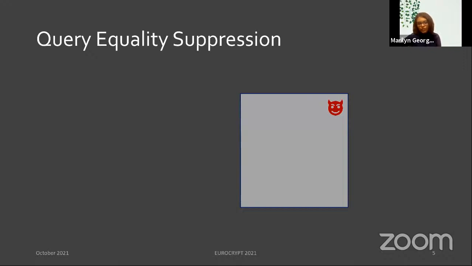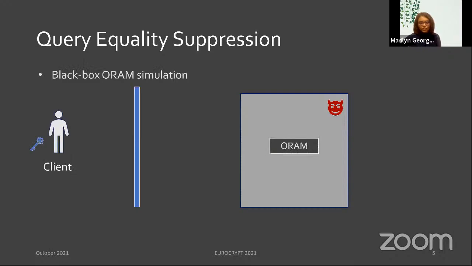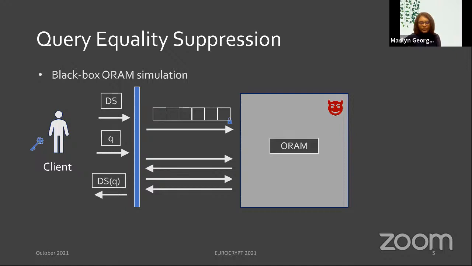So looking at query equality suppression, a first sketch idea is to use ORAM, or what is known as black box ORAM simulation. What does this mean? This means that any general data structure is first flattened out into an array and stored in an ORAM. Then any query on this data structure is converted into a bunch of ORAM reads and writes before the response is returned to the client.